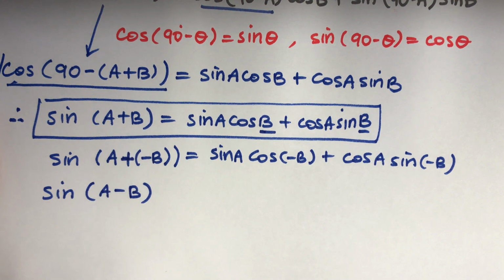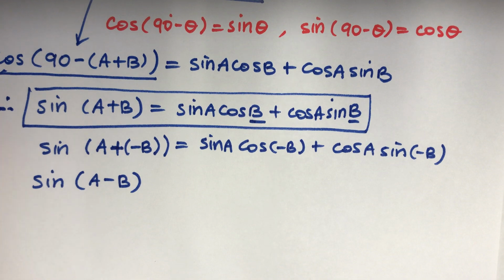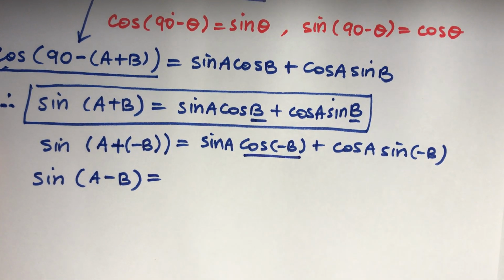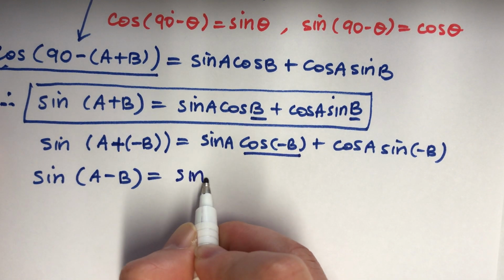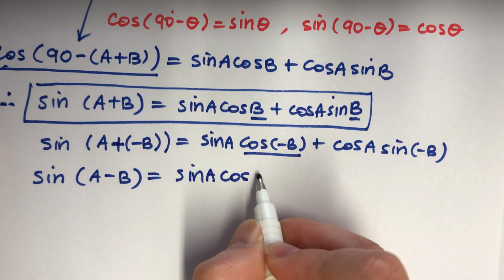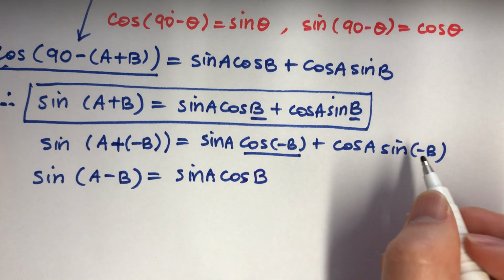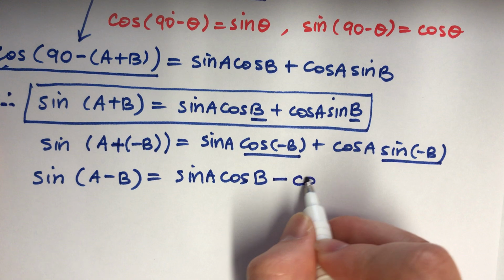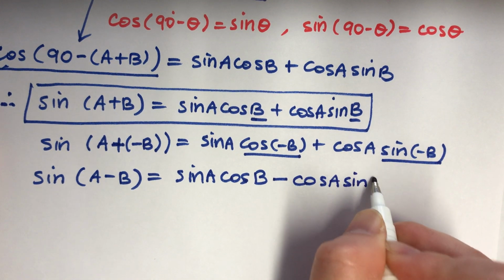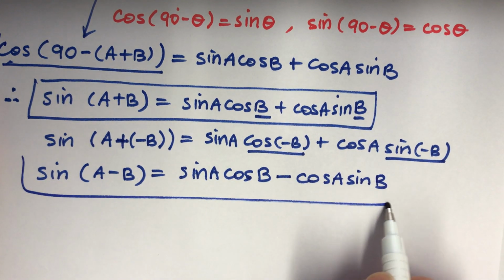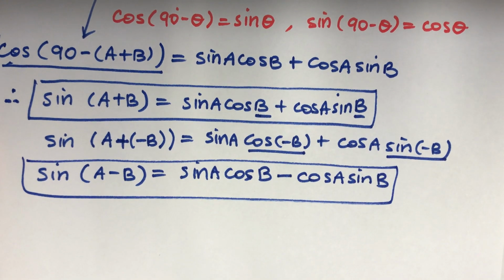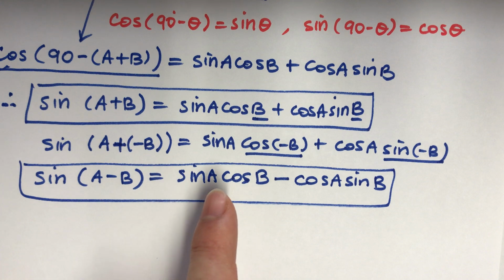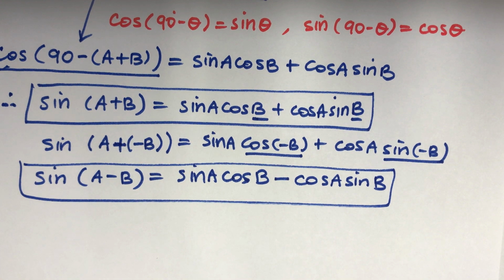Excellent. Ooh, I don't want to make a mistake here. We've gone so far, we're nearly done. And this one is what? It's an even function. So sine A, we don't care about the negative, it becomes positive there. But this one is an odd function, so the negative comes out to the front. So the answer is this. We got sine(A minus B) equals sine A cos B minus cos A sine B.